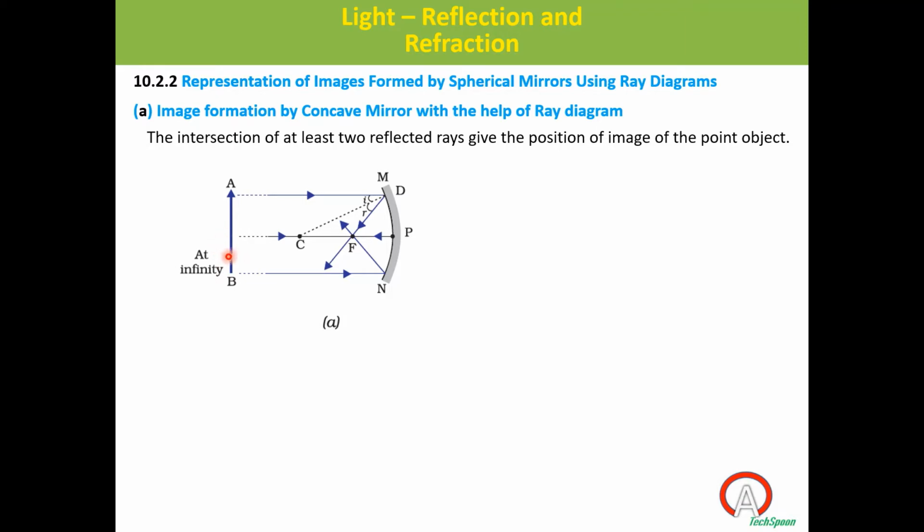That is case 1. Second, where the object is just beyond C. Now, to find the position and the nature of the image formed, you have to consider 2 rays, right? One ray I am considering parallel to the principal axis. After reflection, it will pass through the focus. We know that, right? Our case 1.